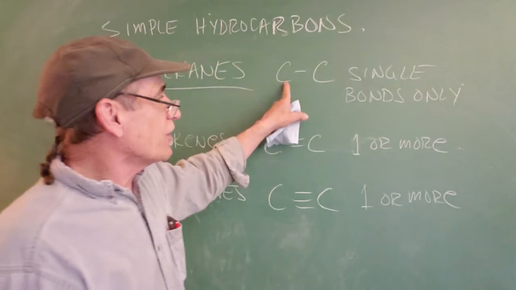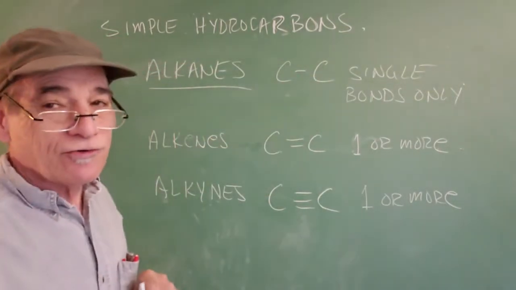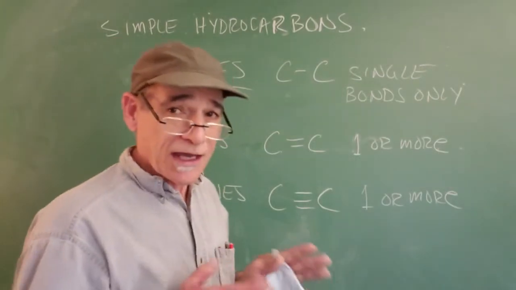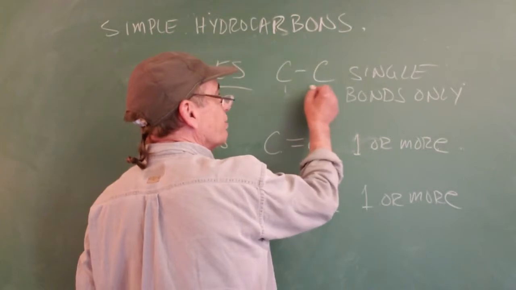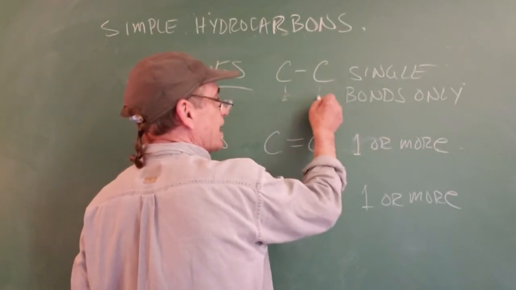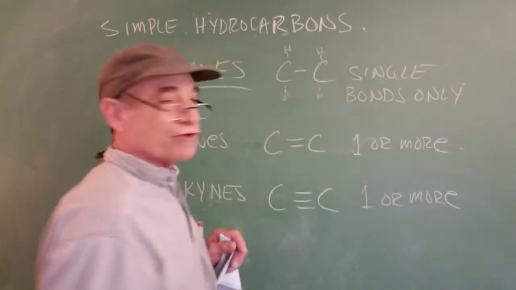These are compounds of carbon that have only carbon-carbon single bonds. And these are called saturated hydrocarbons because when a carbon is single bonded, it's holding as many hydrogens as it possibly can. When they refer to saturation, they mean saturated with hydrogens.